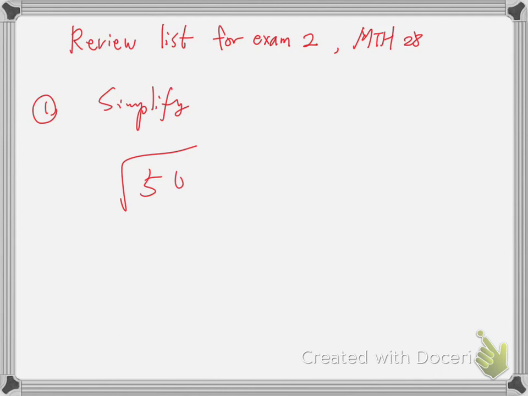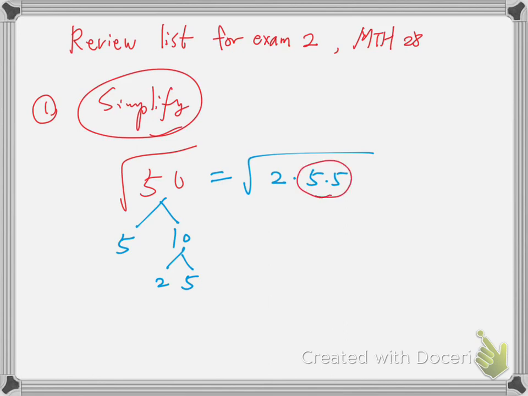So here we need to split 50. The order doesn't matter. You can use 5, 10, 10, 5, 2, 25. And then 10 is 2, 5. So eventually we got 1 number 2, 2 number 5. And then here simplify means we move out pairs, right? We move out pairs. So this is 5 outside the radical, and then 2, because there's no pair, still stays inside the radical. So that's number 1, right?